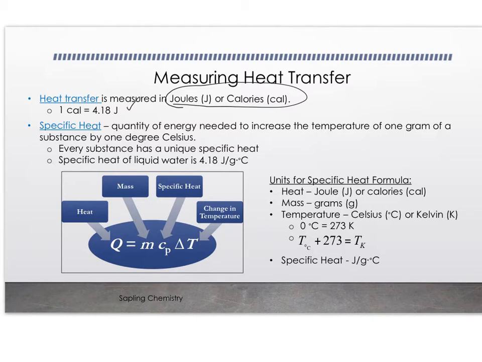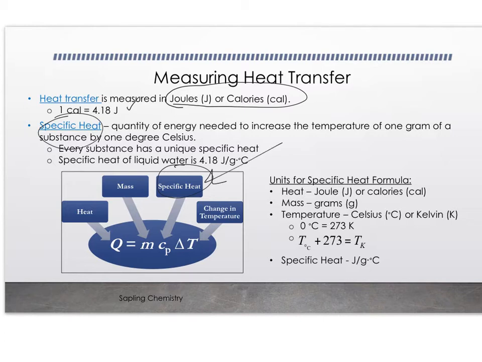Specific heat is defined as the quantity of energy needed to increase the temperature of 1 gram of a substance by 1 degree Celsius. So we can analyze how easily heat can flow in or out of a system based on this specific heat value. Specific heat tells us how easy or how efficient it is to lose or gain energy. The higher the specific heat, the more energy you have to input into the system to raise that amount by 1 degree Celsius. The lower the specific heat, the less energy you need to input to heat it up.